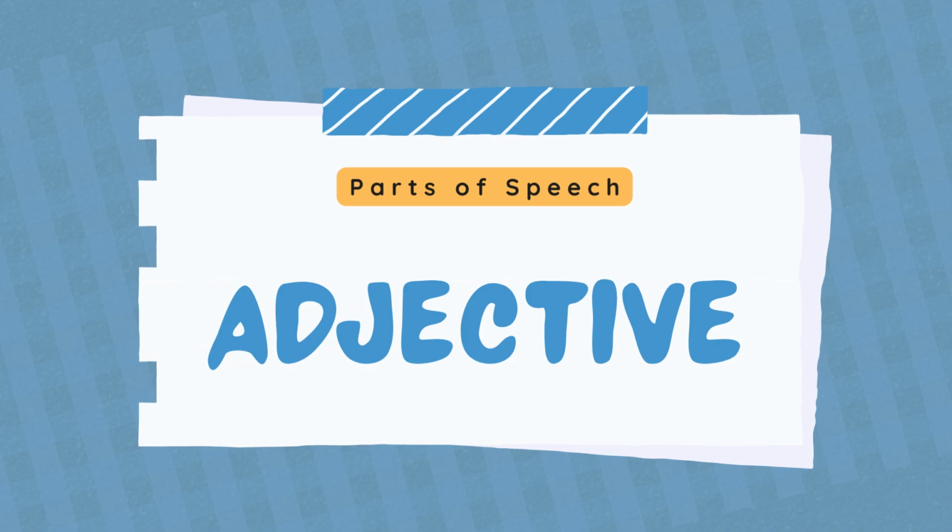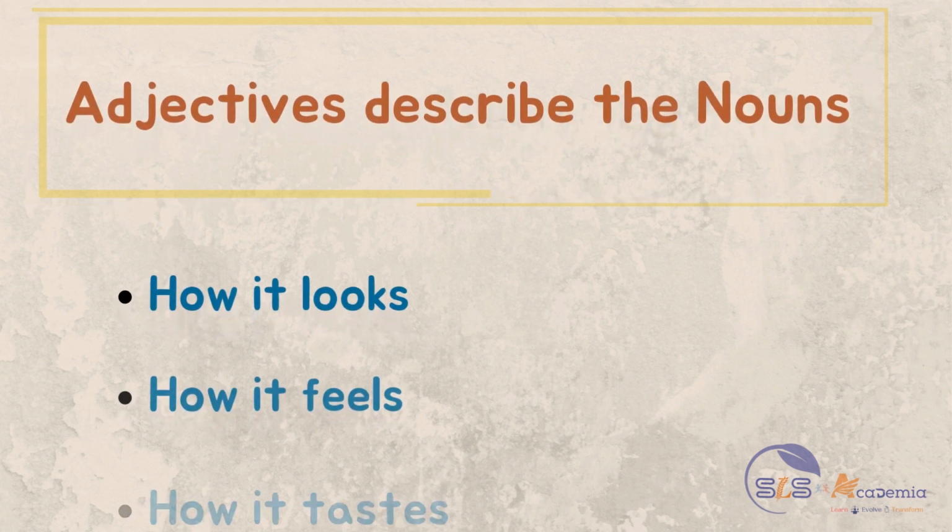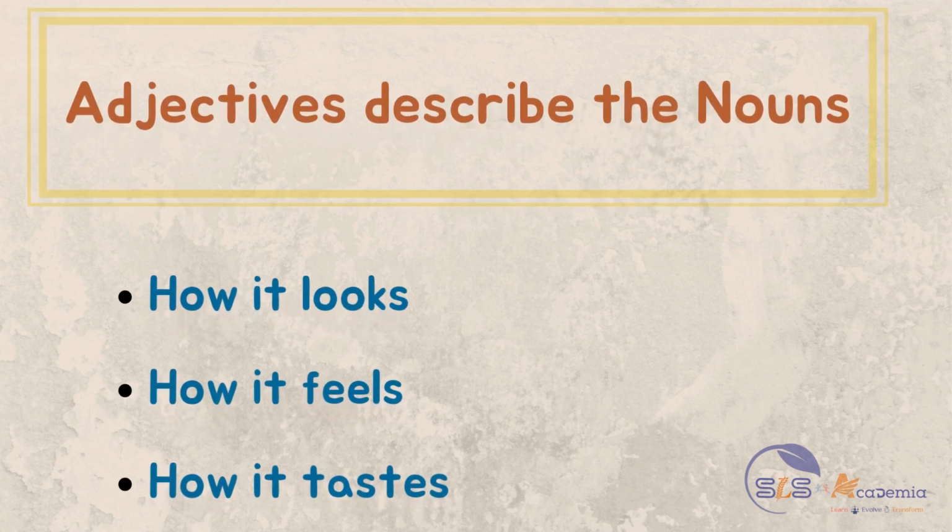Adjective is a part of speech that describes the quality of a person, place, animal, or thing. These are the words used to add something to the meaning of a noun. Think of adjectives as describing words. They tell us more about a noun, like how it looks, how it feels, or how it tastes.